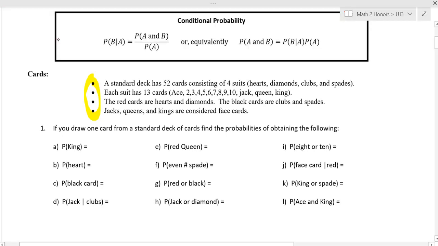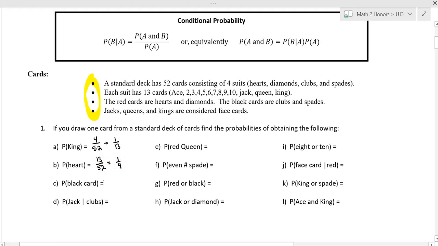So you're going to draw 1 card from a standard deck of cards and find the probabilities of obtaining the following. So first one, you're picking 1. What's the probability we get a king? There's 4 kings out of 52 cards. And you can reduce that to 1 out of 13. Using elementary probability here. Probability you pick a heart. Well, there are 13 hearts out of 52 cards. Reduce that.